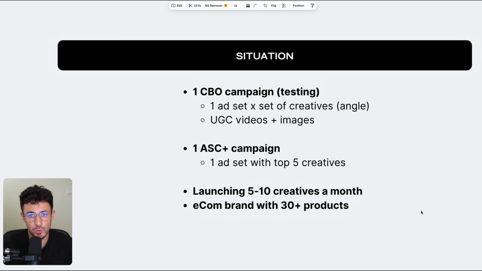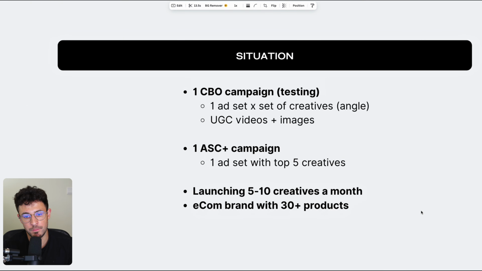What they were basically doing was using a single ad set with a batch of creatives to test creatives inside the CBO campaign, using UGC videos and images all together inside this campaign. Then they were moving all the winners, as you probably have heard of, into a scaling campaign where they had one ad set with all the best creatives, and on average they had about 5 creatives active at a time, month by month. They were launching 5 to 10 creatives per month, which is not really ideal, but since they were not spending much budget, in their case it was totally fine.